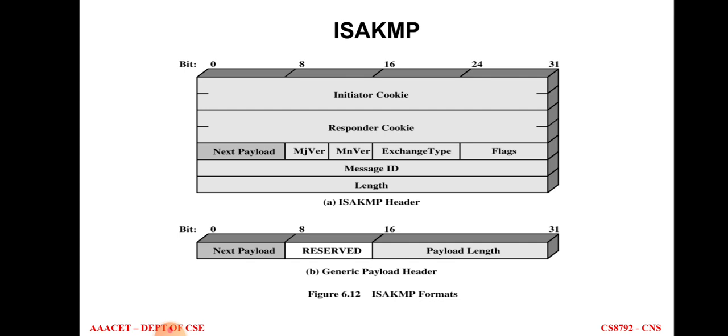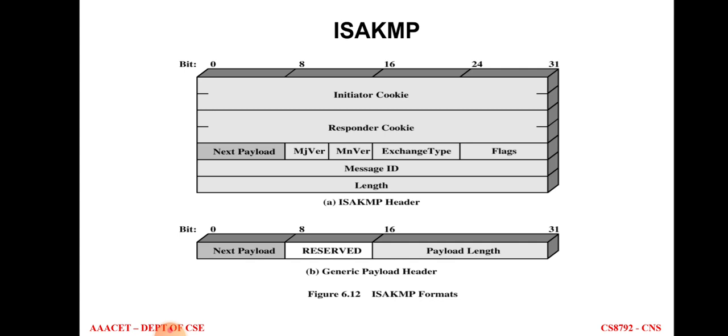This is the message packet format of ISAKMP. Initially it has a cell having the initiator cookie. The initiator cookie has a 64 bit value. This is the entity that initiated SA establishment, SA notification or SA deletion. SA is nothing but security association. So the initiator cookie is mainly used for SA establishment, SA notification, and finally SA deletion.